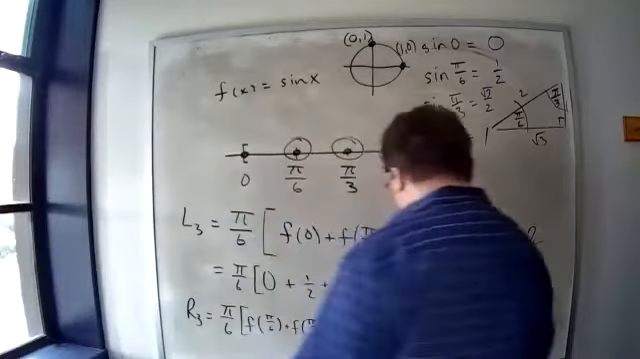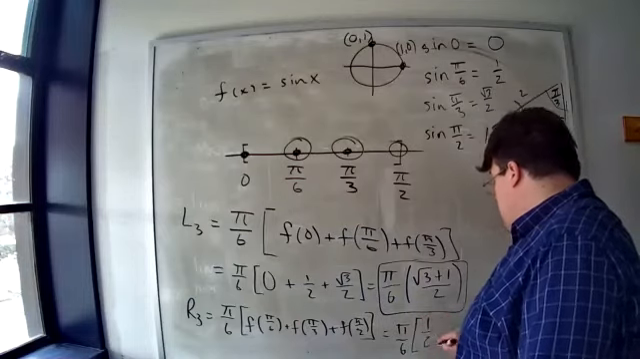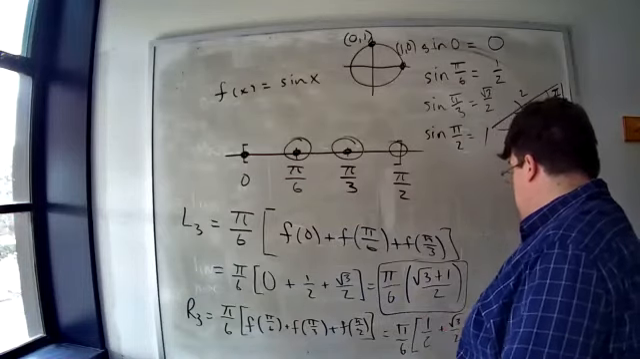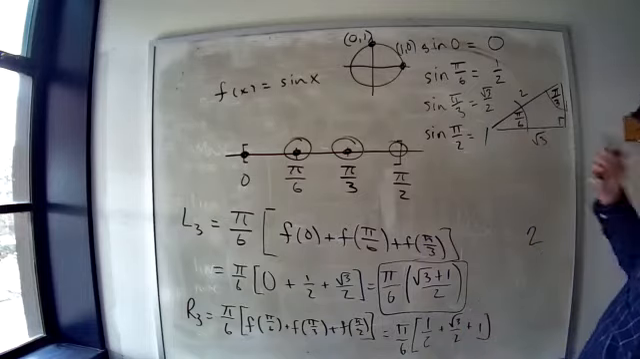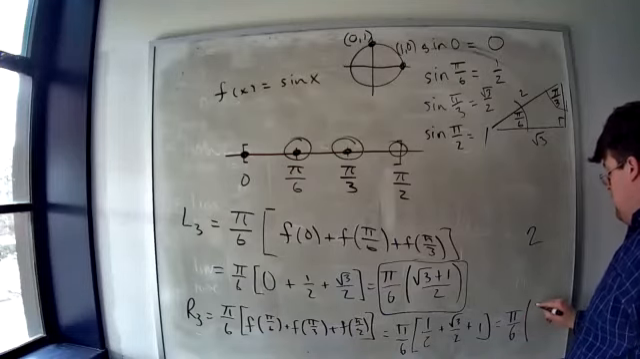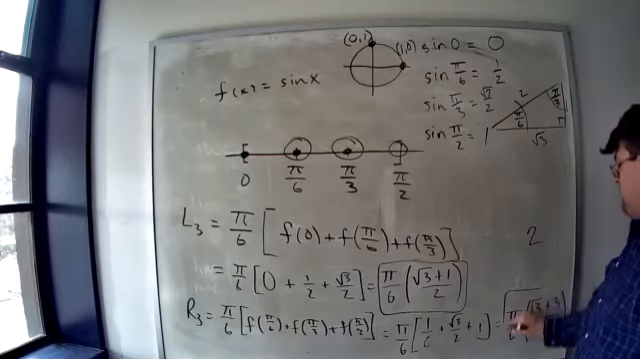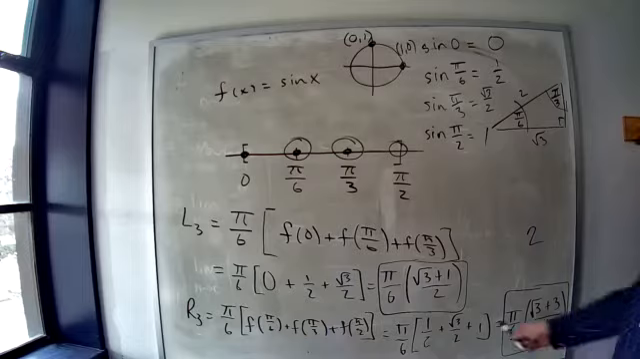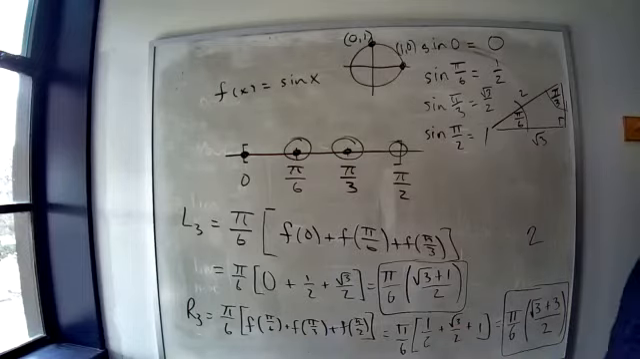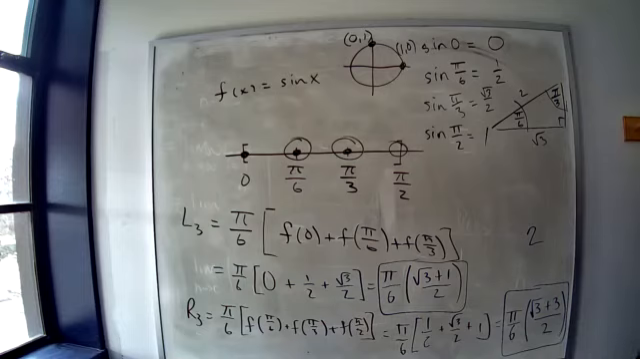So what do we have here? F of pi over 6 is a half. F of pi over 3 is root 3 over 2. F of pi over 2 is 1. And now adding these together, 1 and 1/2 makes 3 halves. 3 halves plus root 3 is 3 plus root 3. Half is still a half, and pi over 6 we can just leave out there. Any questions about this one?